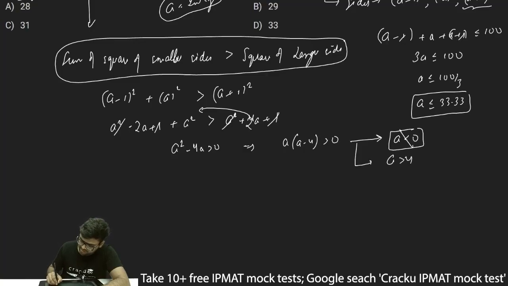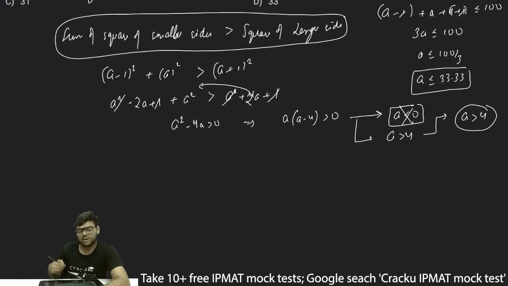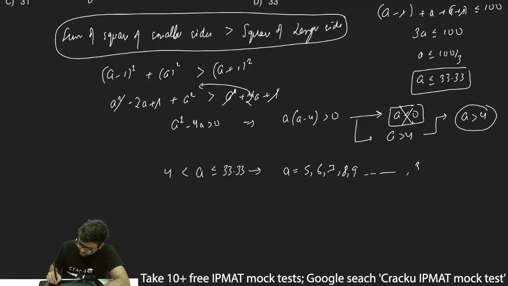Now a less than 0 is never possible because the sides of a triangle will never be a negative integer. It will always be a positive integer. So there is only one possibility, which is a greater than 4. Now a is greater than 4 and a is less than or equal to 33.33. What can be the possible values of a? The possible values for a are 5, 6, 7, 8, 9 up till 33.